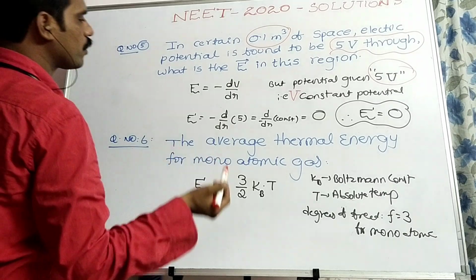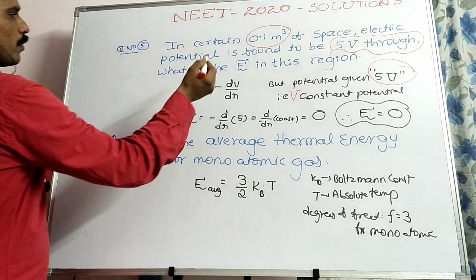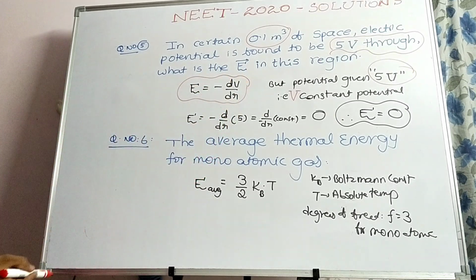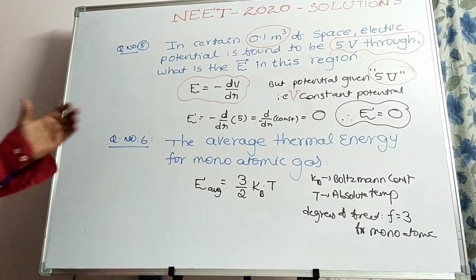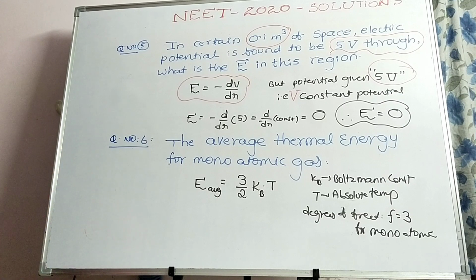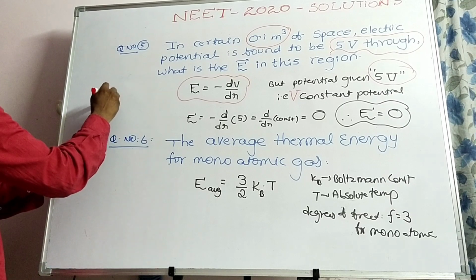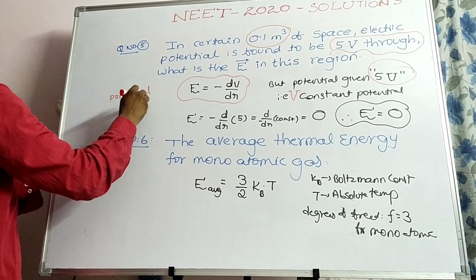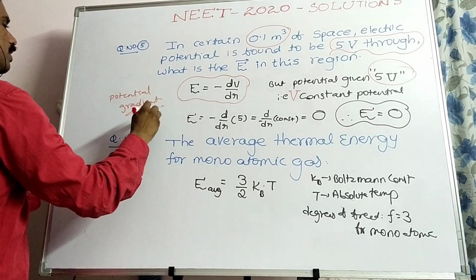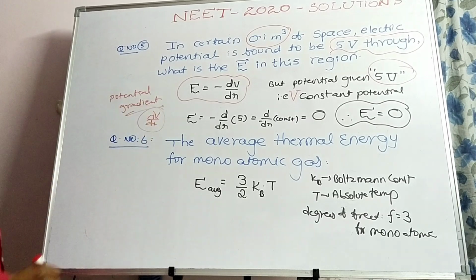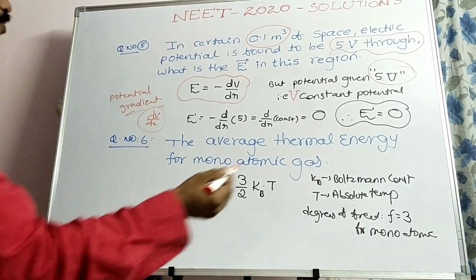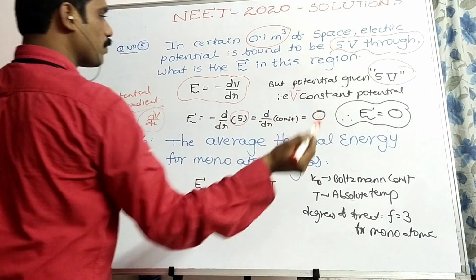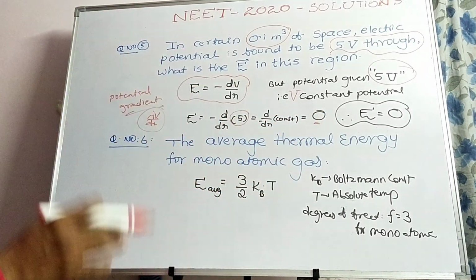So we know field intensity is equal to potential by distance, or potential gradient. That is nothing but potential gradient. That is simply dV by dx or dV by dr. But now, as the potential is constant, by differentiation the constant value will get 0. That means field intensity will be 0.